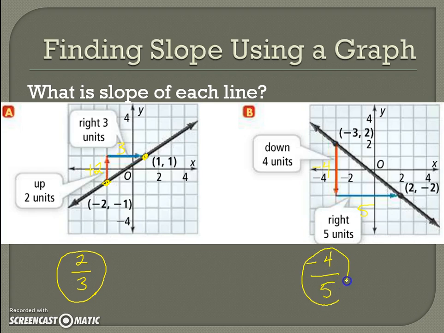Always do that vertical change first. Now, one of the things that I get students doing often is they look for these points, and if it doesn't have a point, they freak out. Don't freak out. You find where it crosses the grid perfectly, and you make your own points.